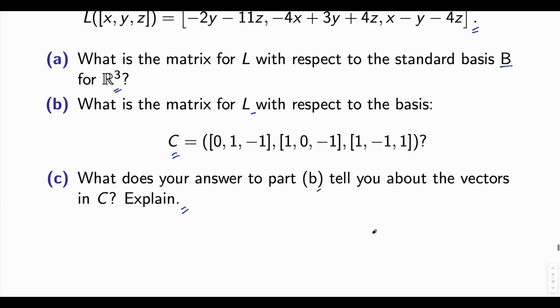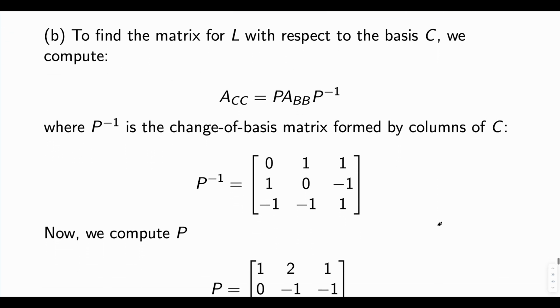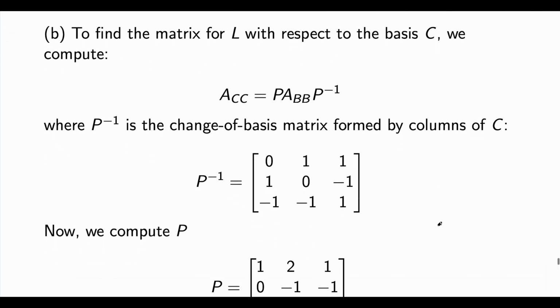Part 1 says find the matrix with respect to the standard basis. Now what is the matrix for L with respect to C? So they are asking for A_CC, basically, right? So A_CC can be obtained using the C columns and the transformed C columns, L of C1, whatever the column vectors are, you have to figure them out and then perform RREF.